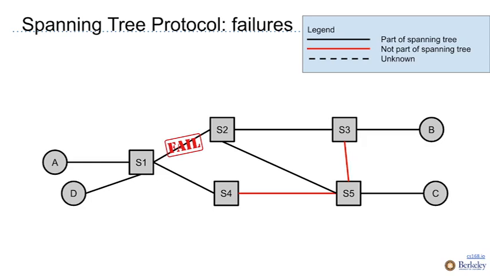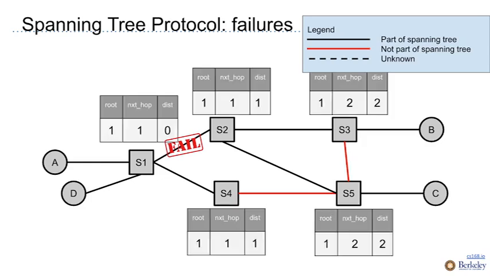So we no longer have a spanning tree, right? And then we need to go back and construct it. So we start again, S1 being root. Would the root change?